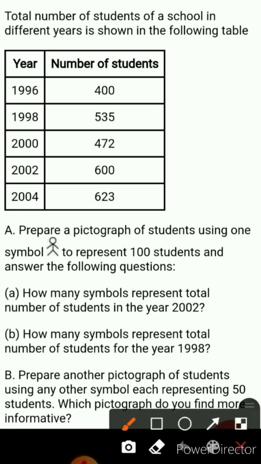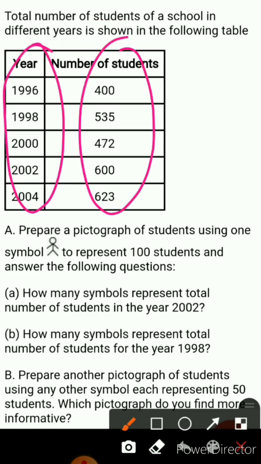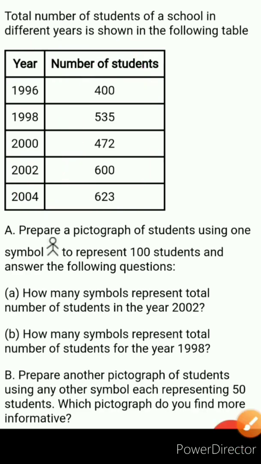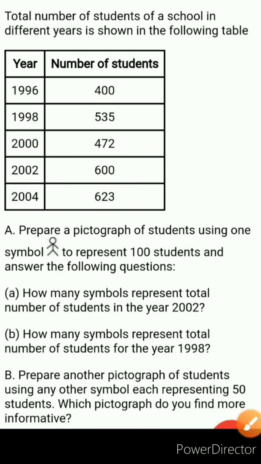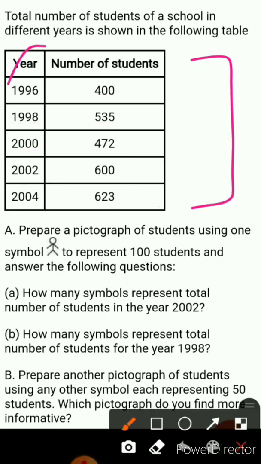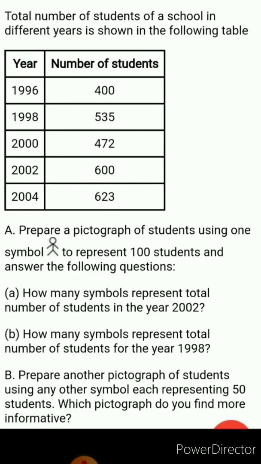Now come to the next question, and your next question is, total number of students of a school in different years is shown in the following table. Here is year and here is the number of students. So in 1996 number of students are 400, 1998 535, 2000 472, 2002 600 and 2004 623. So in this data we can see how many students were in the school in which year.